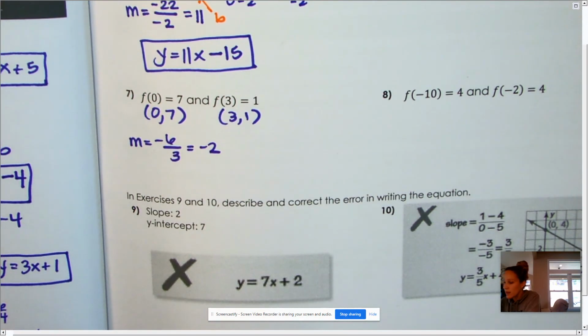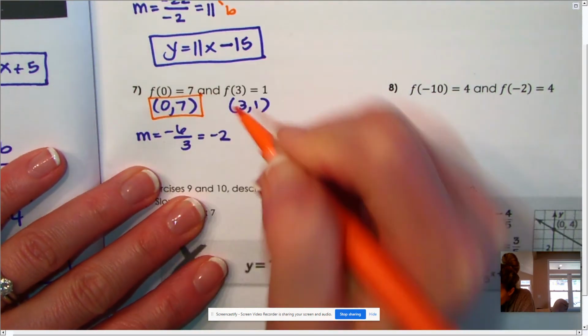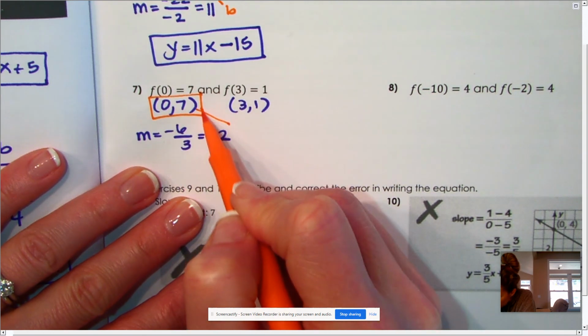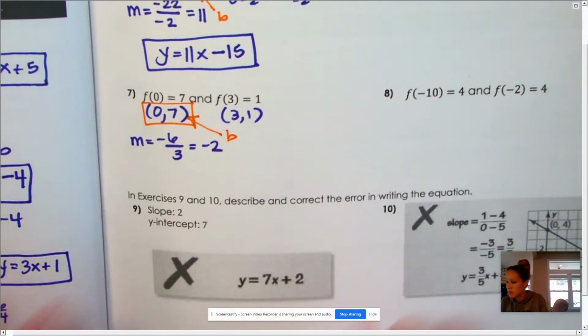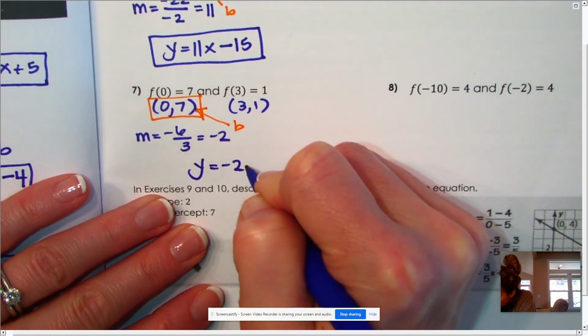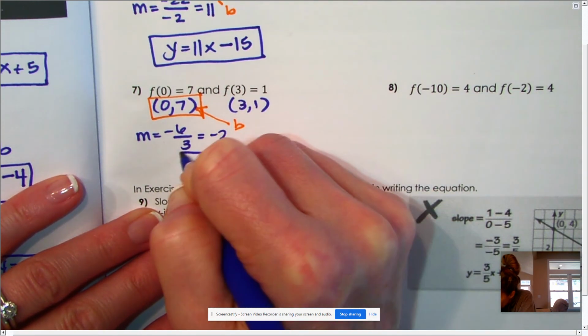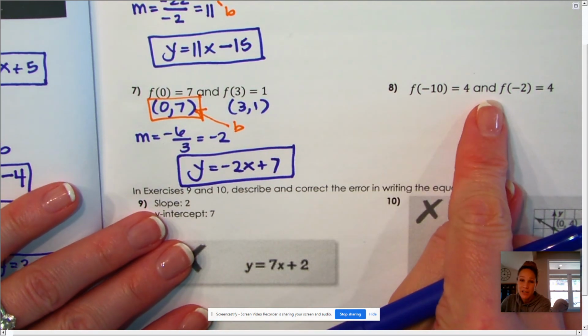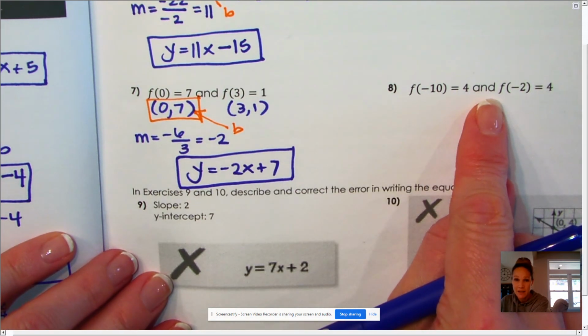This one, again, we got lucky because they told us when x is 0, what y is equal to, and I know that that's my y-intercept, b. So I can just write this as y equals -2x plus 7. For this next one, you're actually going to have to solve, plug in for x and y, and find it.